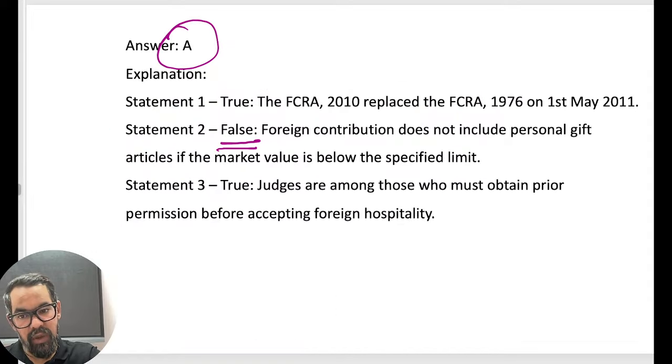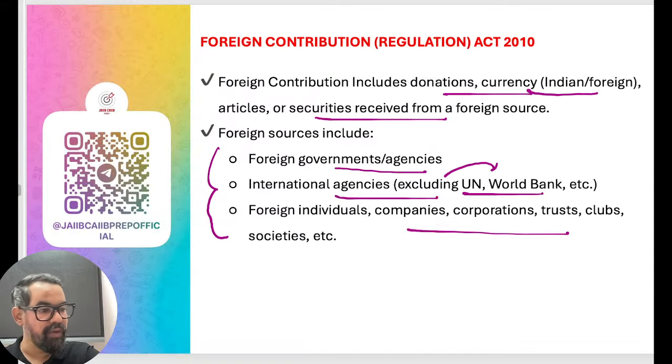Again, this also gets asked many times. So please do revise these things. This is very important.